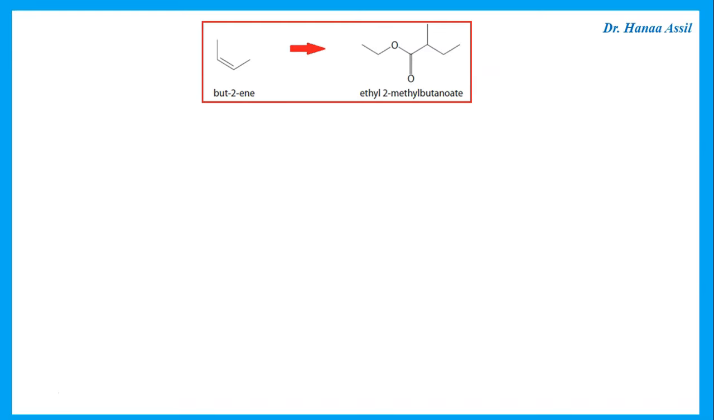So what if we're required to make this ester, ethyl 2-methylbutanoate, starting with but-2-ene? So what should we do? Well, if I start with the but-2-ene, I can do an addition reaction with HCl to give the chloro compound. And then this was 2-chlorobutane.